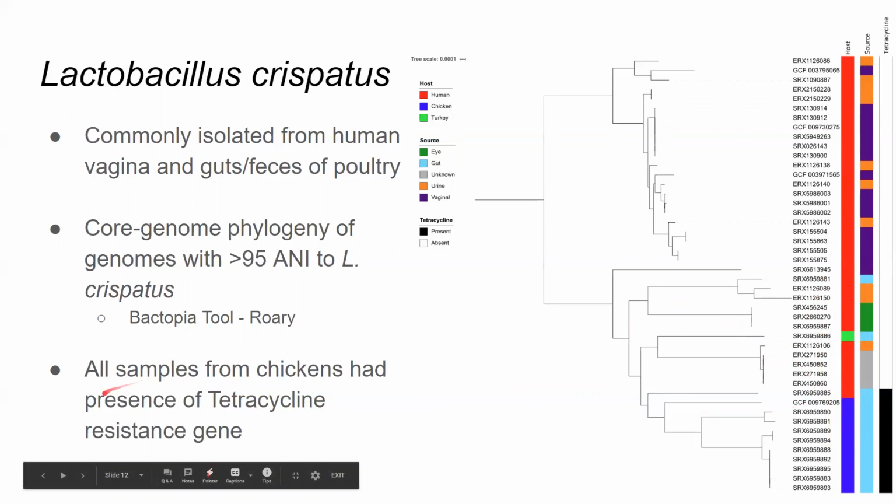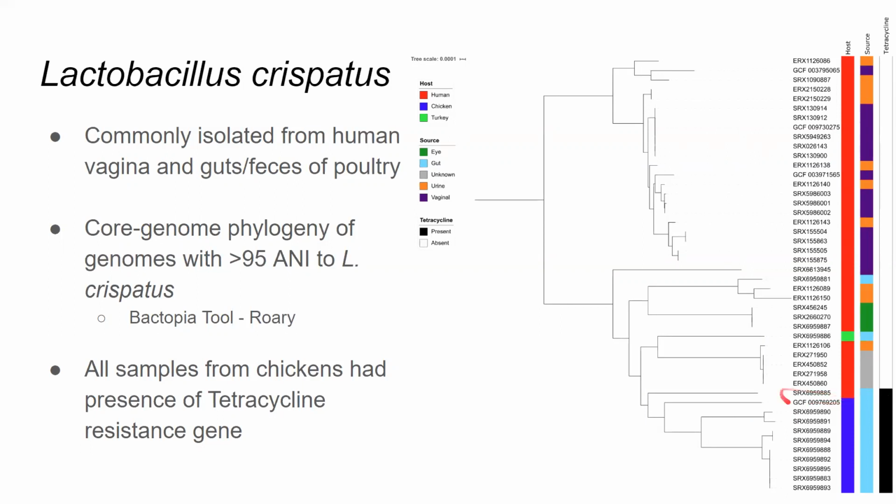We were also able to recapitulate known tetracycline resistance in these poultry samples. Only the poultry samples had tetracycline resistance, except this one human sample, which is interesting. This is from the gut of a human, so not sure, maybe they ate poultry, who knows.